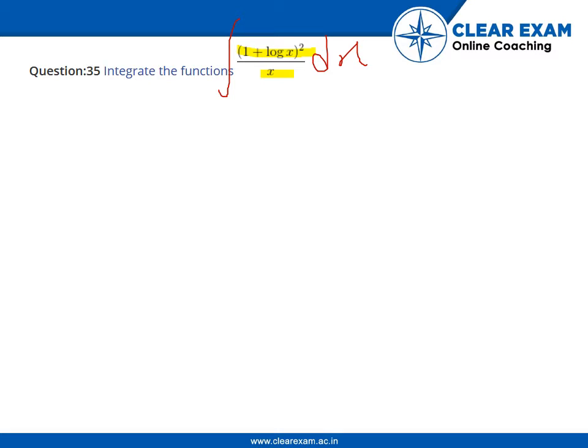So what is our approach? You can very well see that this is a question of direct substitution. That is, if we differentiate our numerator with respect to x, then we get our denominator. So this is a pretty easy question. So let us see the first step.